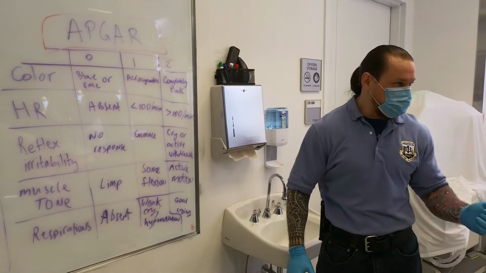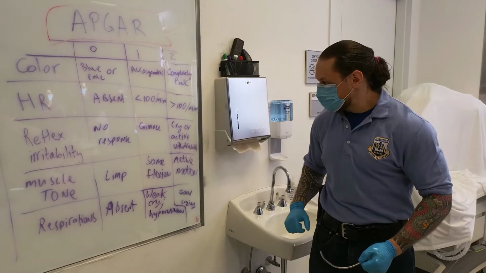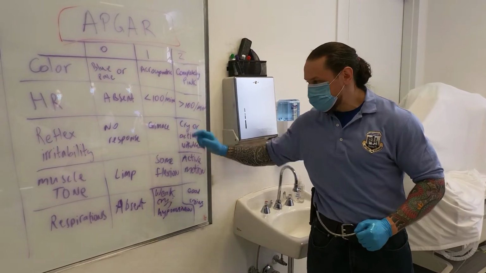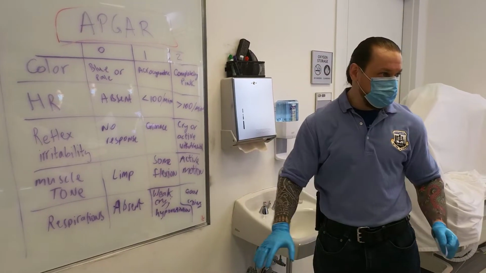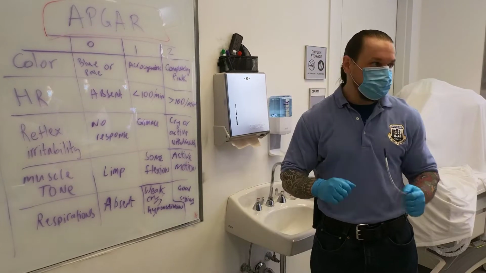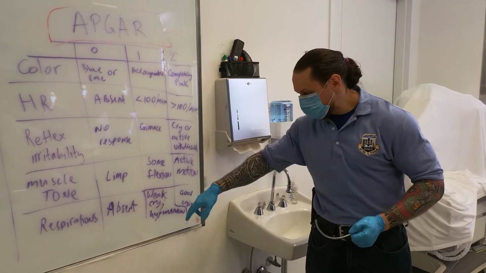Reflex irritability. I told you I want them to cry. I want to see them being vigorous and crying. So this is what we want to see, right? If they have no response, they get a 0. If they have grimace, they make a face, they get a 1. Muscle tone, limp, no movement at all, 0. Some flexion, a little bit of movement, they get a 1. And if they're actively moving as you're drying them, very good, they get a 2.